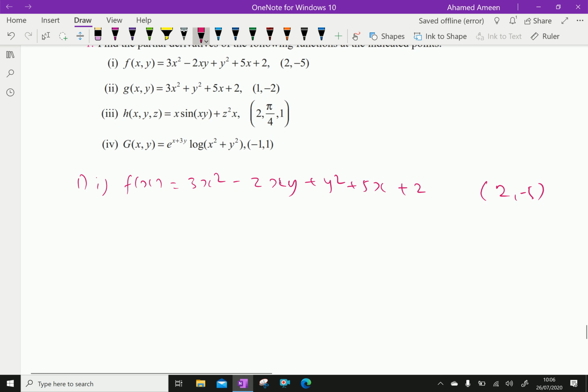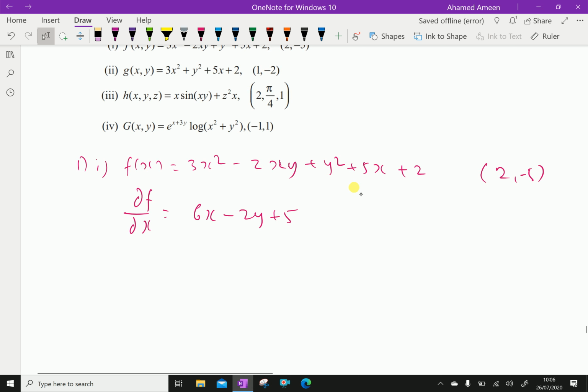Here, the partial derivative of the function f with respect to x is dou f by dou x, which means we have to treat x as a variable and other things as constant. That is, y is also constant here. So dou f by dou x is: the derivative of 3x squared is 6x, minus 2xy with y constant gives minus 2y, y squared's derivative is 0, and 5x gives 5.